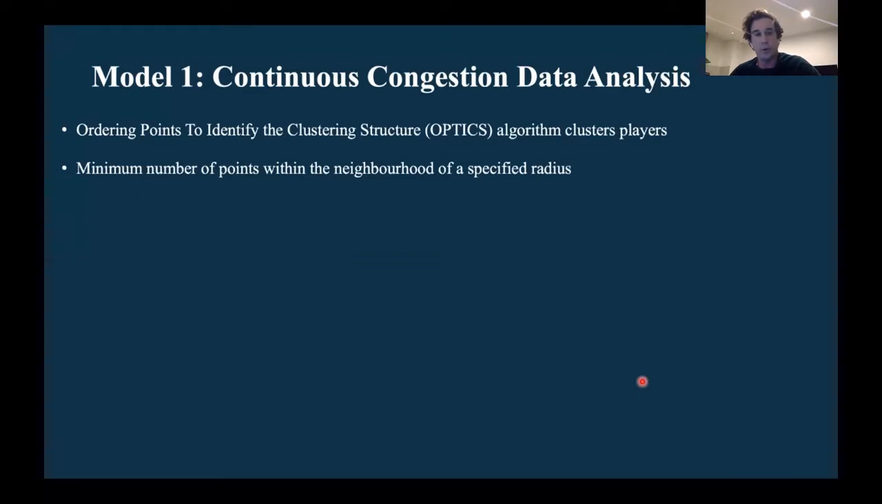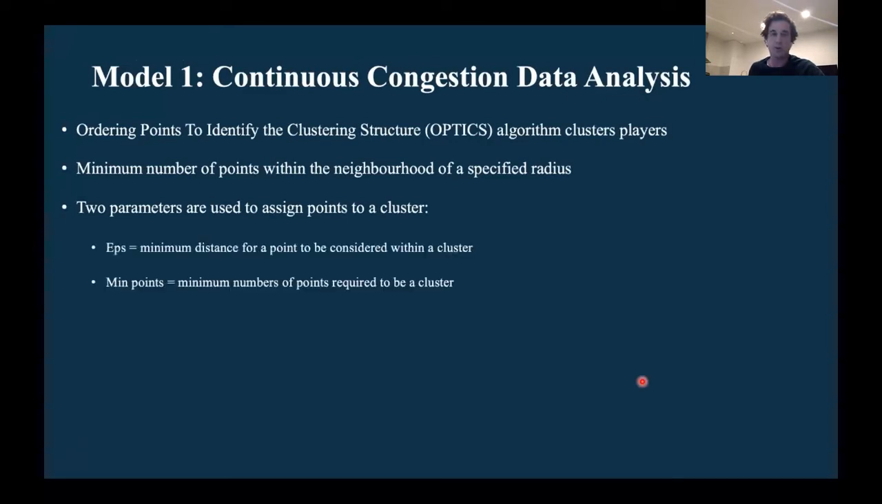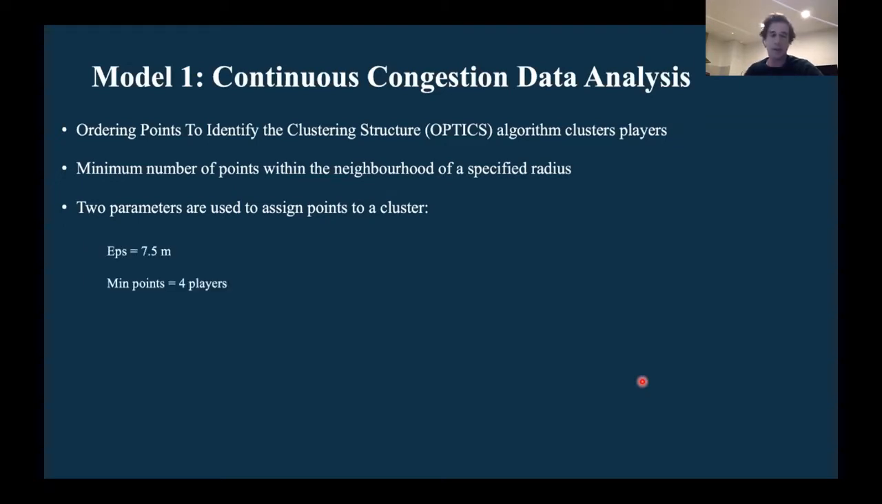This model requires a minimum number of points within a specified radius, and there are two parameters that this model used. They include your EPS, or epsilon, which is just the minimum distance or radius to be considered a cluster of congestion, and then the minimum number of points that had to be within that radius to be considered a cluster. After a few trial and testing phases, we selected a 7.5 meter radius as our threshold, and that radius had to contain at least four players to be considered a cluster of congestion.